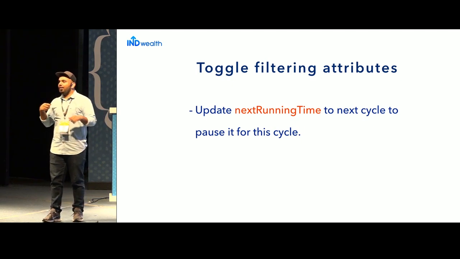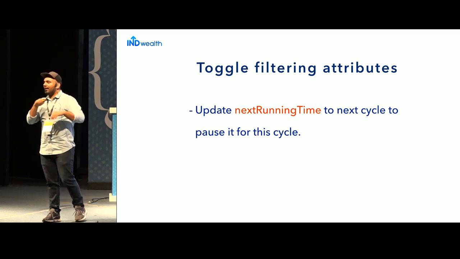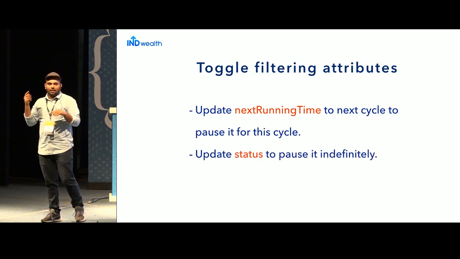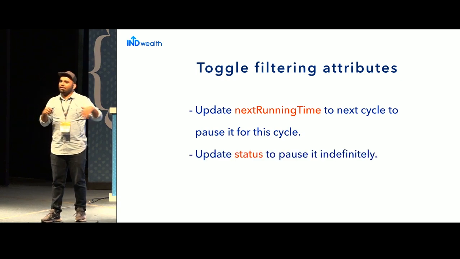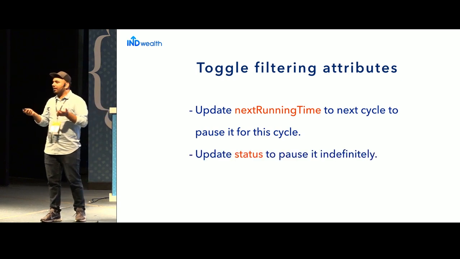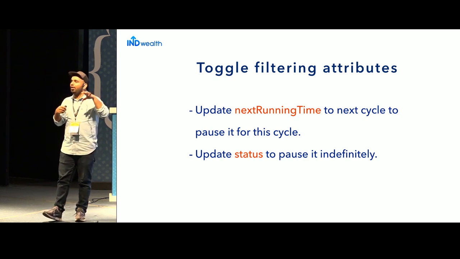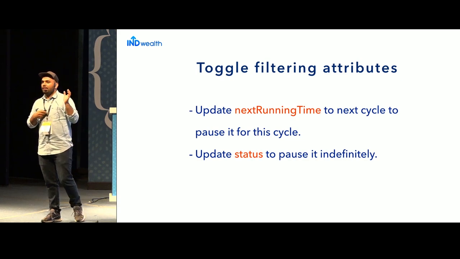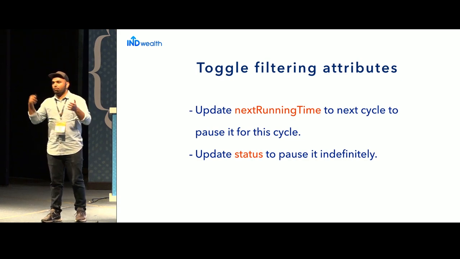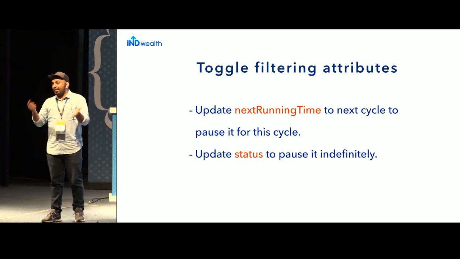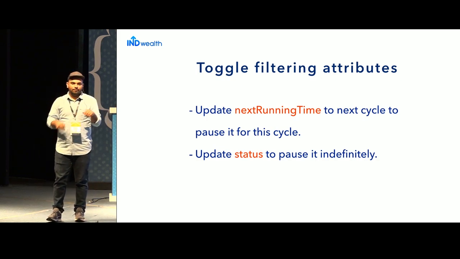And if a user came in and said, not just for this cycle, I do not want this task to be picked up ever again, simply update the status attribute so that it does not get picked up again. Status was an enum, and status and next running time were the two filtering attributes that you were using. So if you toggle the status to a certain enum value, then it does not get picked up ever again. Again, very simple but effective.